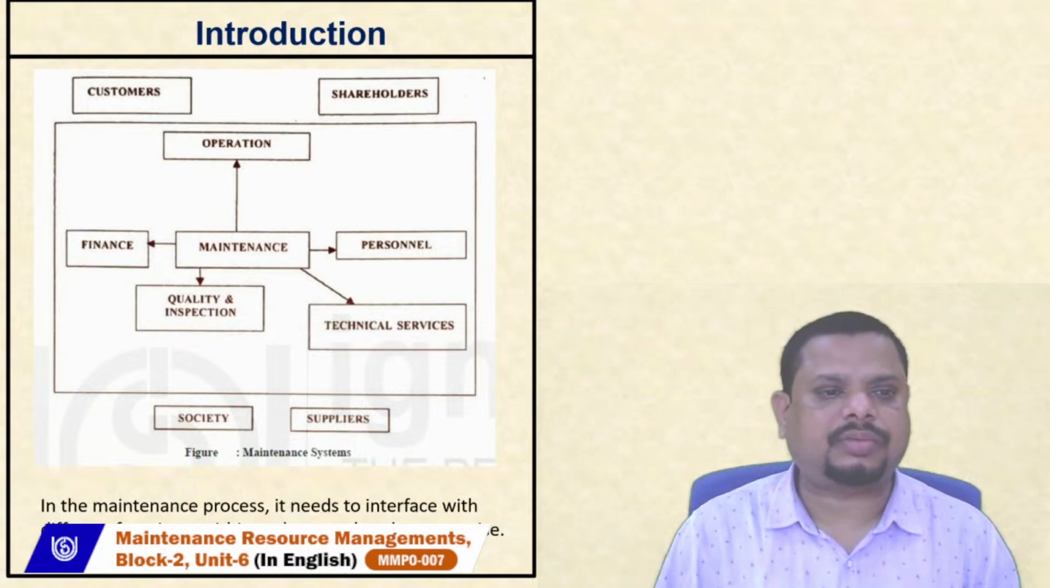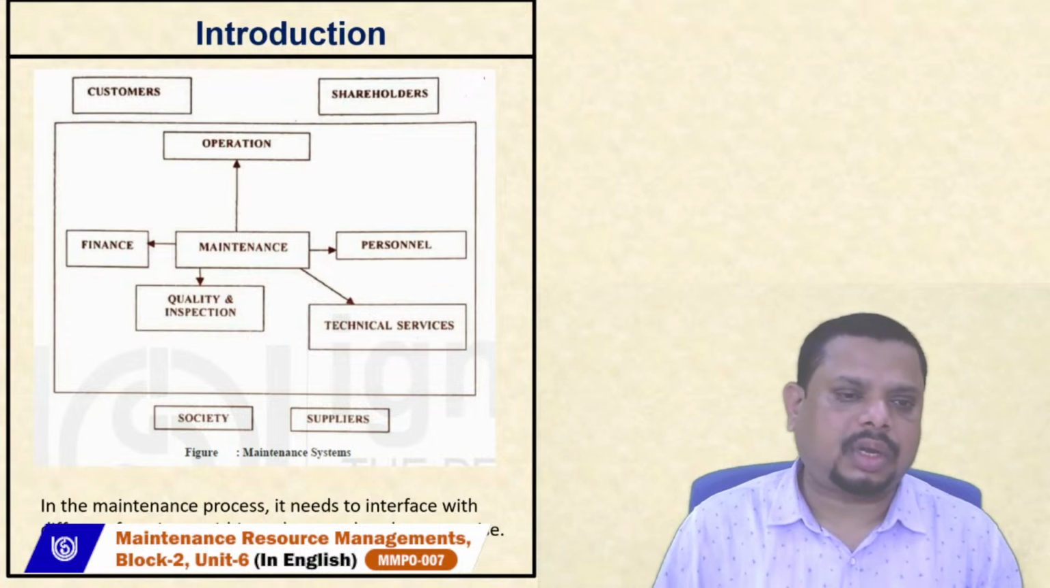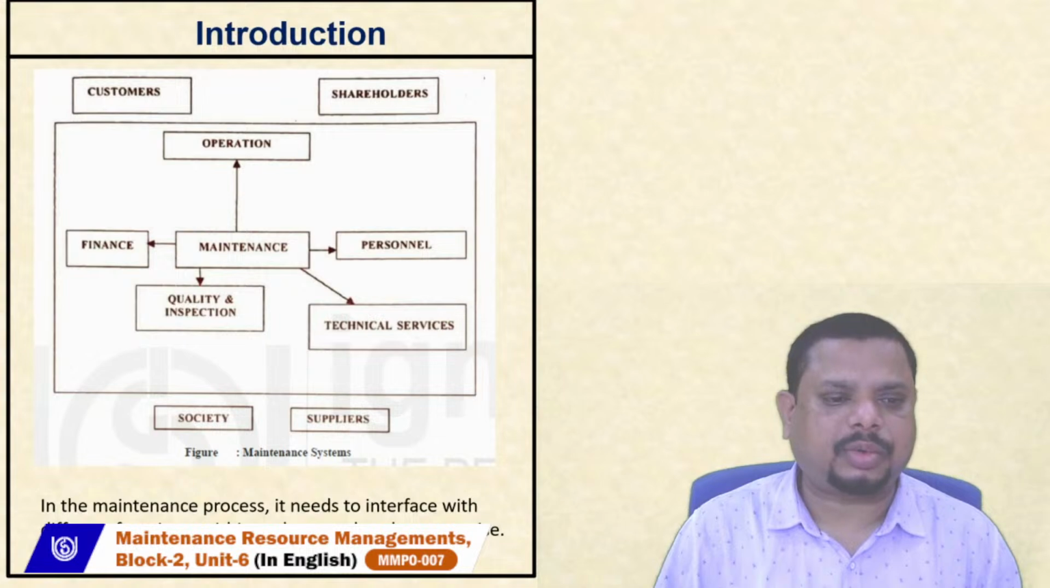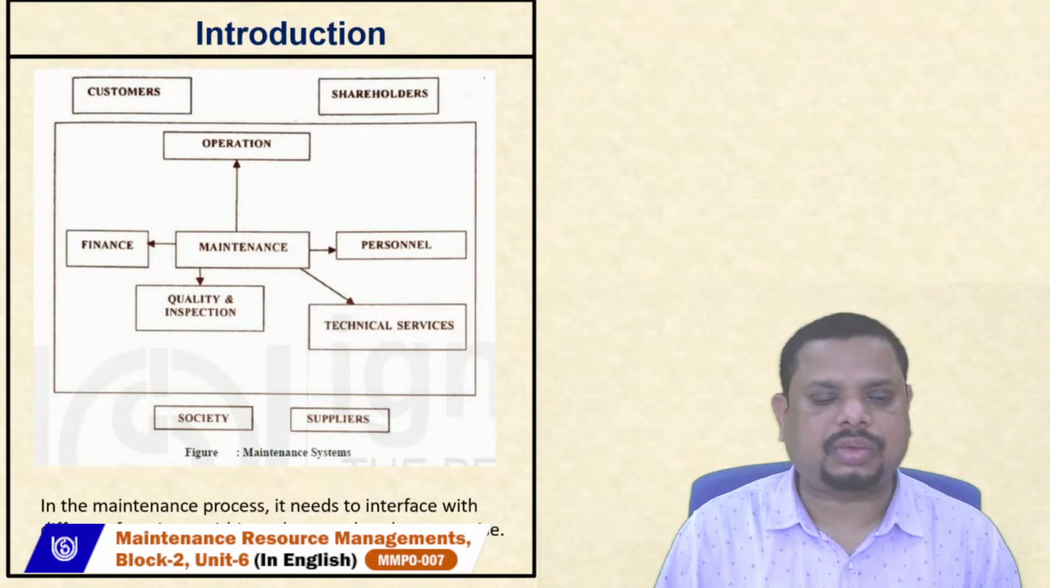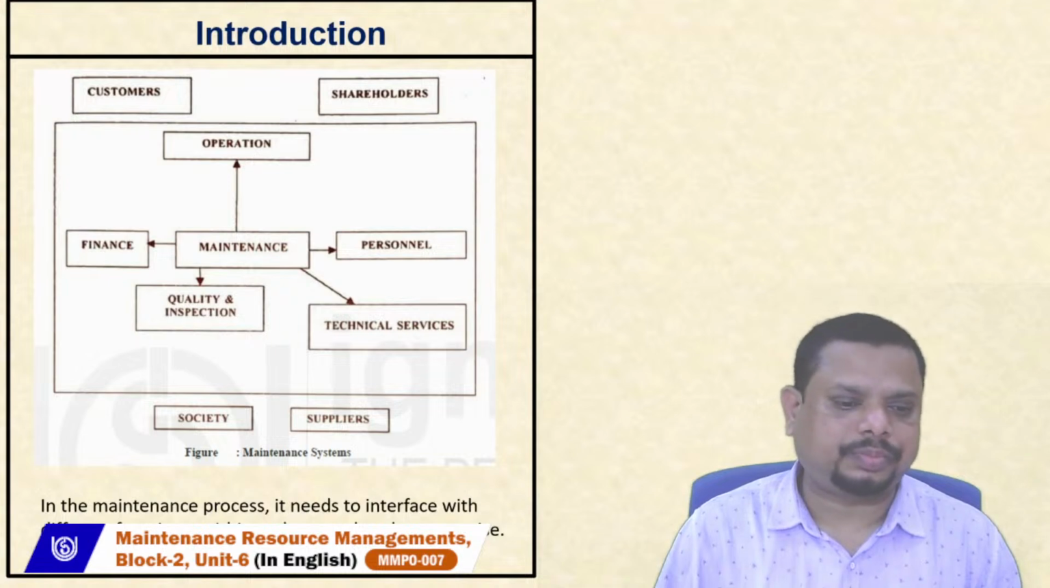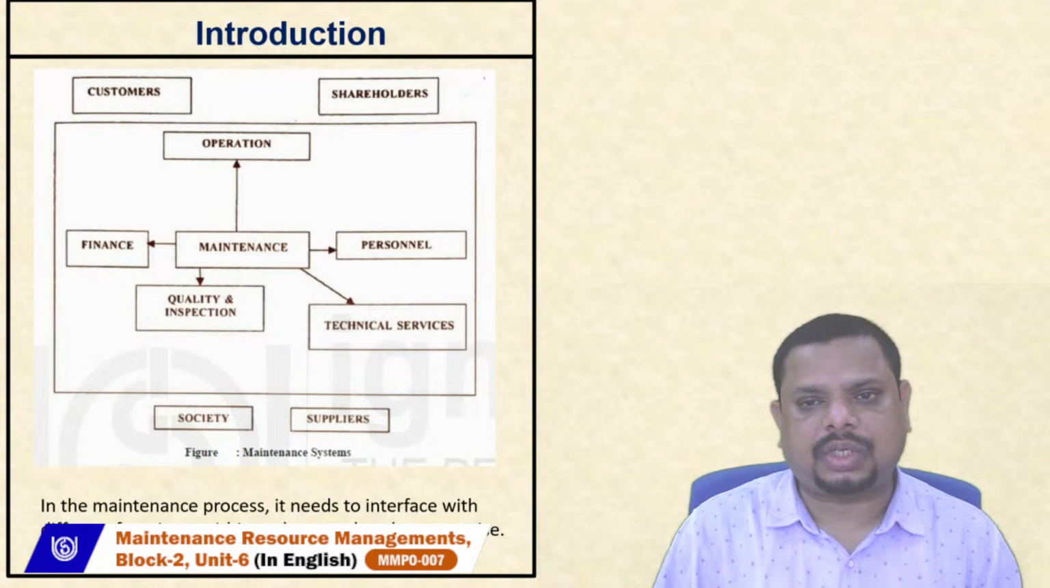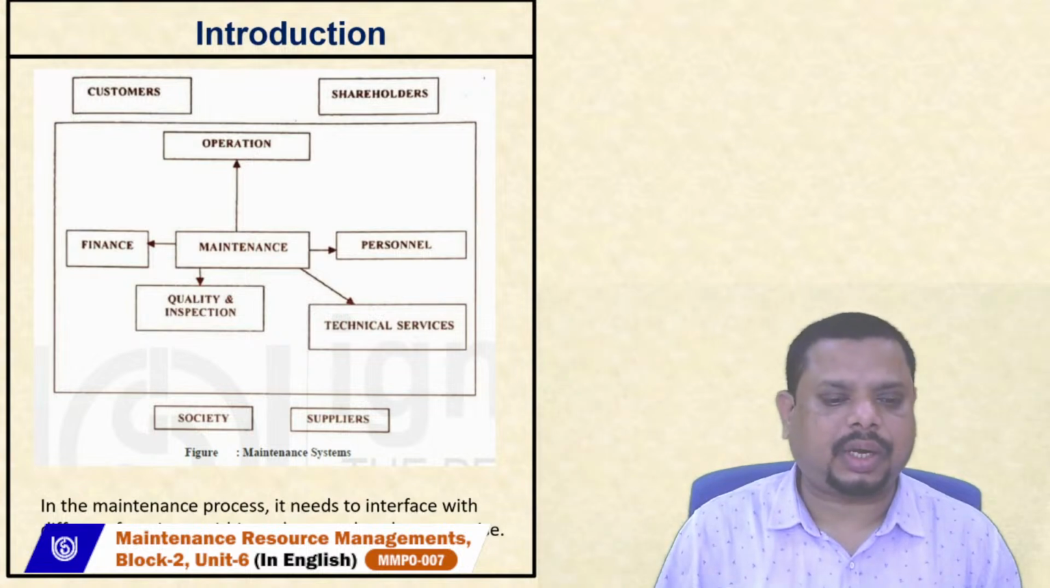For example, the production or operation function is the conversion of input into output. Finance basically provides the support. Quality basically increases the product quality. Personnel means involvement of work, and technical services means you have to provide the various spare parts, tools, and all the things to maintain the process of your maintenance systems. So these are the overviews of organizations.